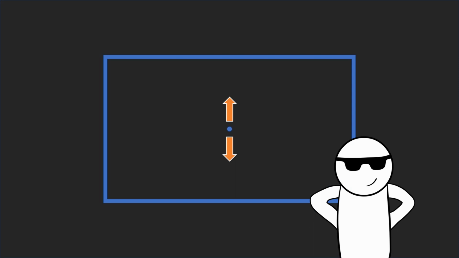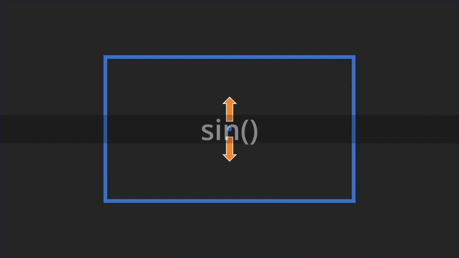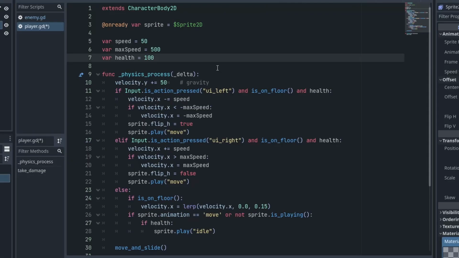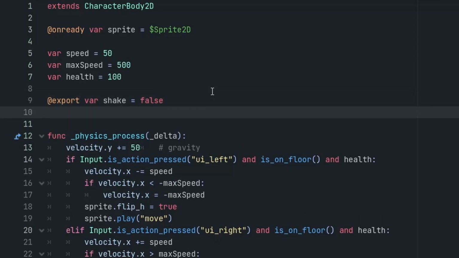And when there is oscillation, you know it's time for the sine function to shine. So yeah, we are going to use the sine function for the screen shake. Okay, so now the question is how to do it. First of all, we need some sort of button so that we can turn it on and off. And for that, we will create an export variable shake and set it to false by default.